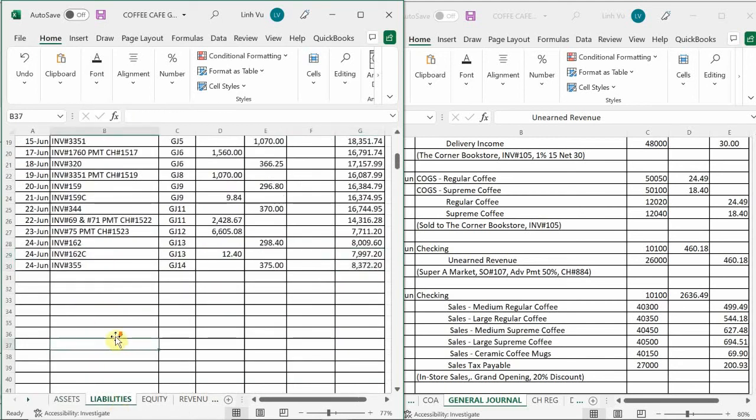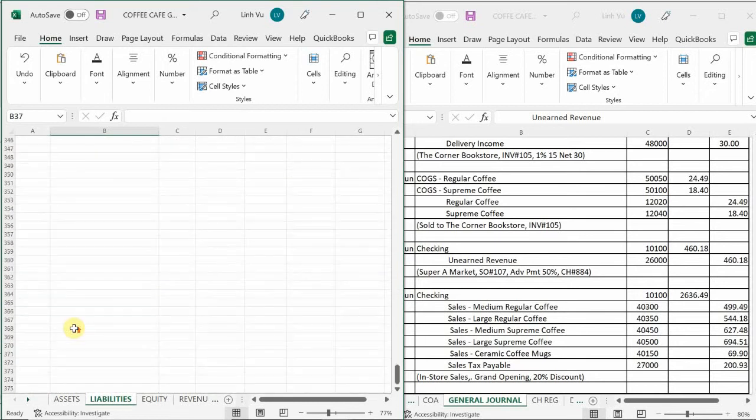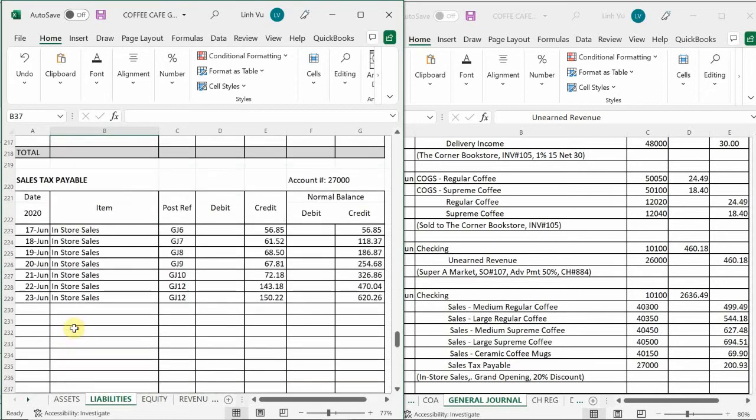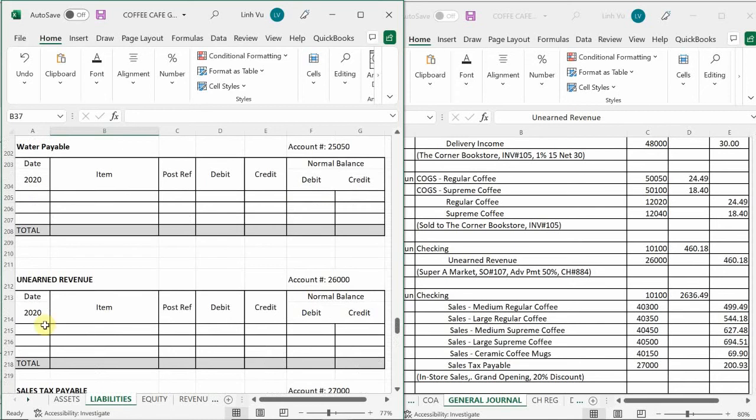I have an unearned revenue. So unearned revenue. Here it is. Unearned revenue. You could say advanced payment on sales order number 107 for the $460.18.